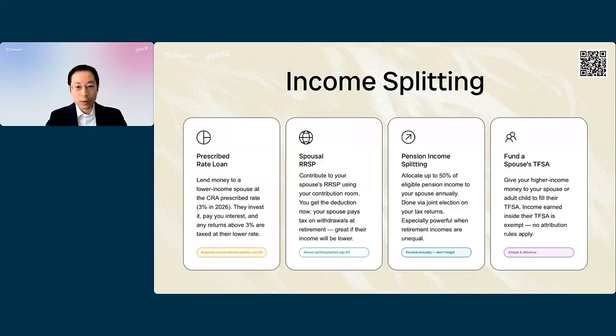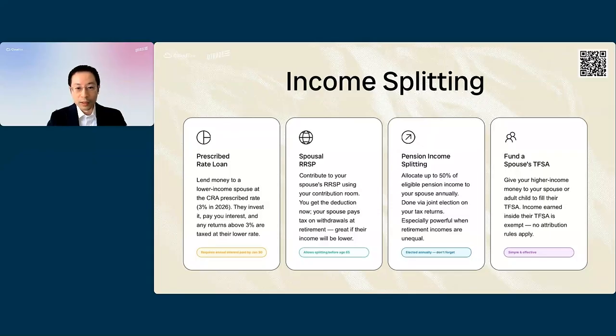Next point on this part, there are 4 income splitting strategies we want to cover. Hopefully these will help you. In Canada, we have a progressive tax system. The more income that we earn, the higher the tax rate. The purpose of income splitting is to legally spread the income across family members who may have a lower tax bracket than the main earner.